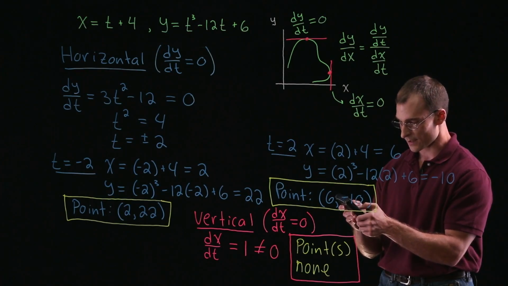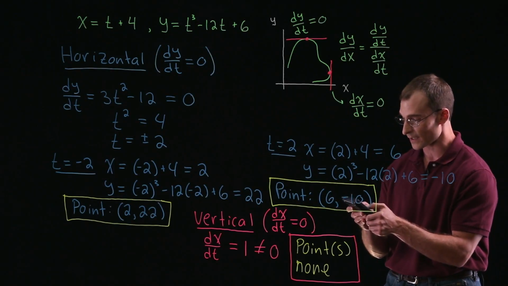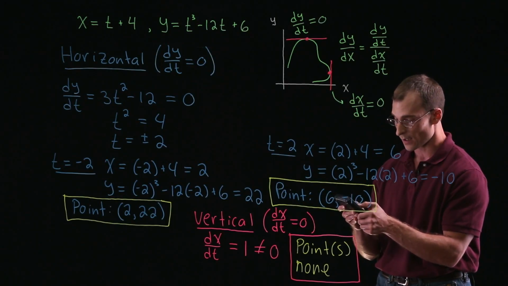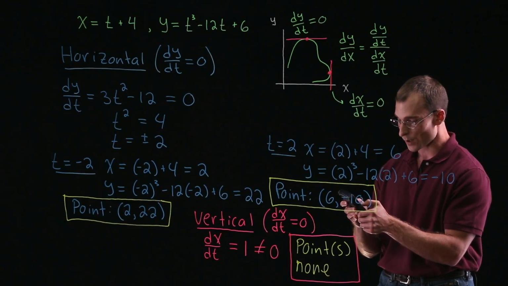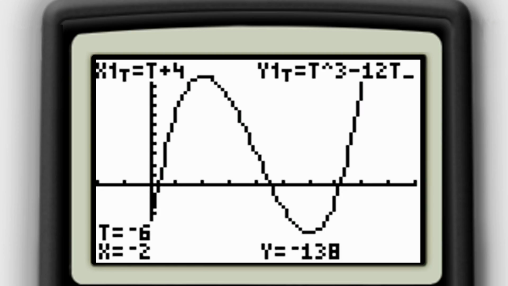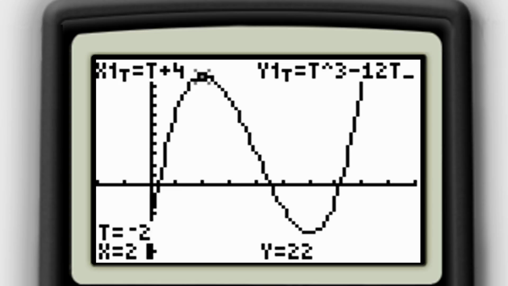There are two things that we're going to confirm. First, we're going to confirm that at our values of t equal to positive and negative 2, we indeed got the points (2, 22) and (6, -10). So first we're going to go to trace, and typing in t equal to negative 2, we see it places a point right about where our relative maximum would be, giving us the point x equals 2, y equals 22.